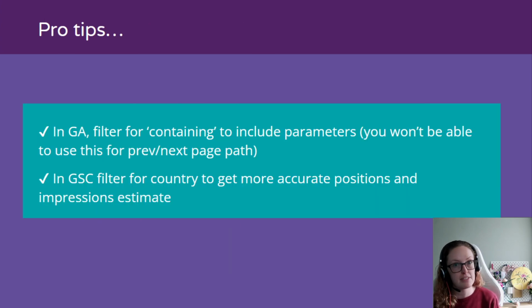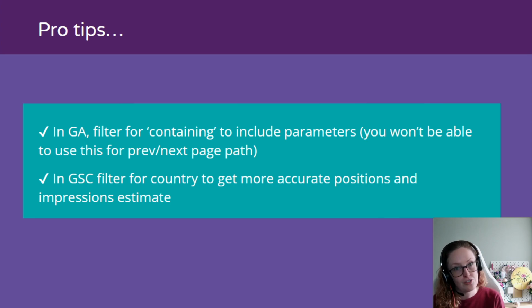A few tips on these. When you're looking in Google Analytics, make sure that your filter is containing the page URL rather than an exact match, because otherwise you're going to miss out on all the parameters, so you're not really going to get accurate data. The only thing to bear in mind is that if you're then looking at previous and next page paths, you can't do that on a parameter basis without setting that up as an individual segment.